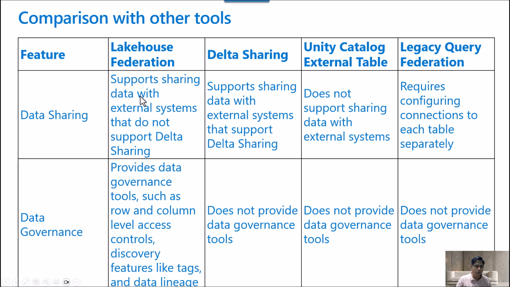Lakehouse Federation supports sharing the data with external systems that do not support Delta Sharing. While Delta Sharing requires that the external system supports Delta Sharing, and a Unity Catalog external table does not support sharing data with external systems. And legacy query federation requires configuring the connection to each table separately. So this is the difference in data sharing.